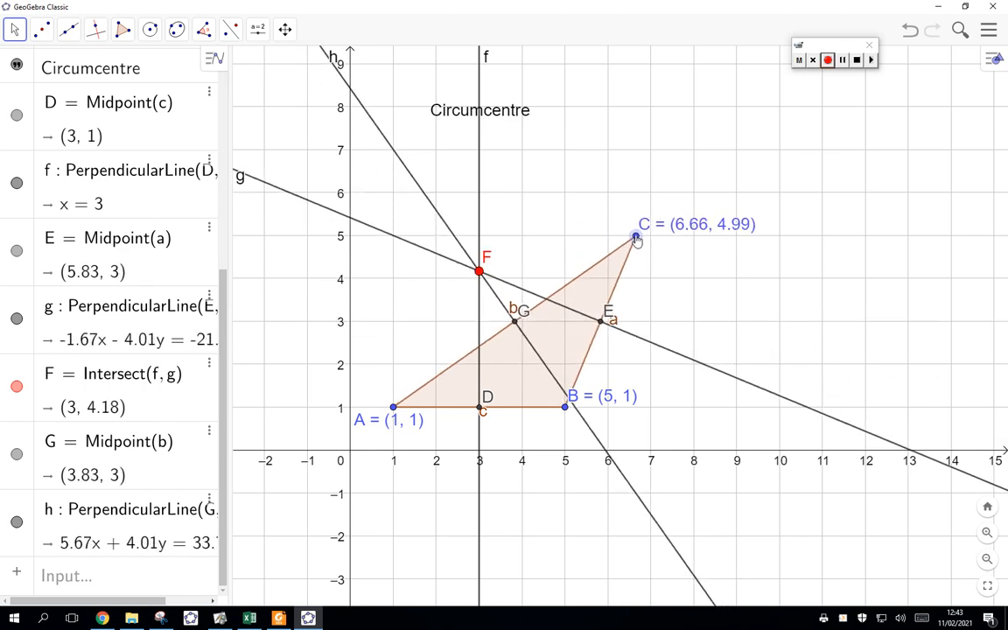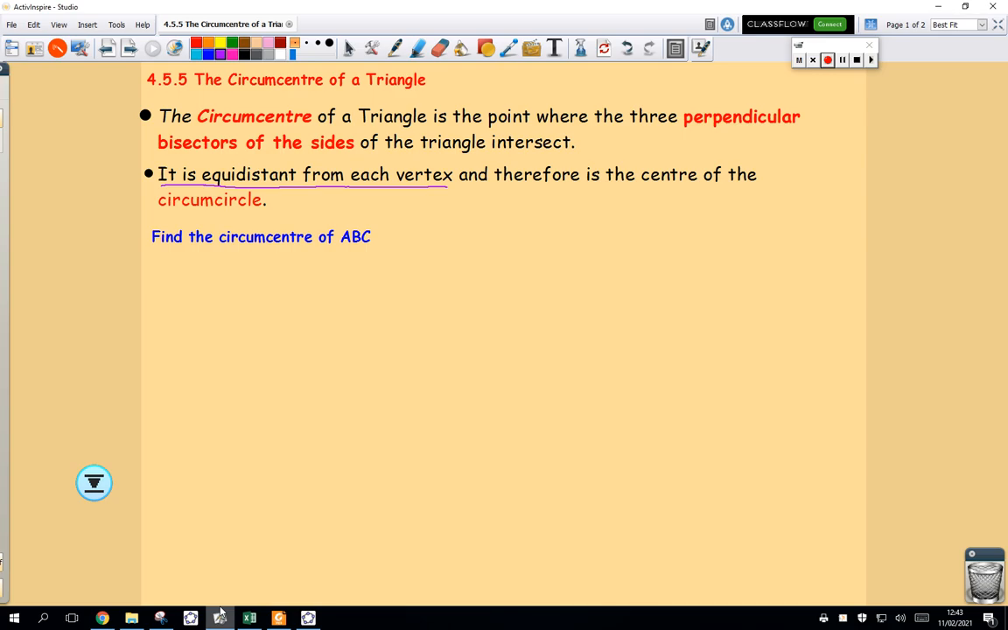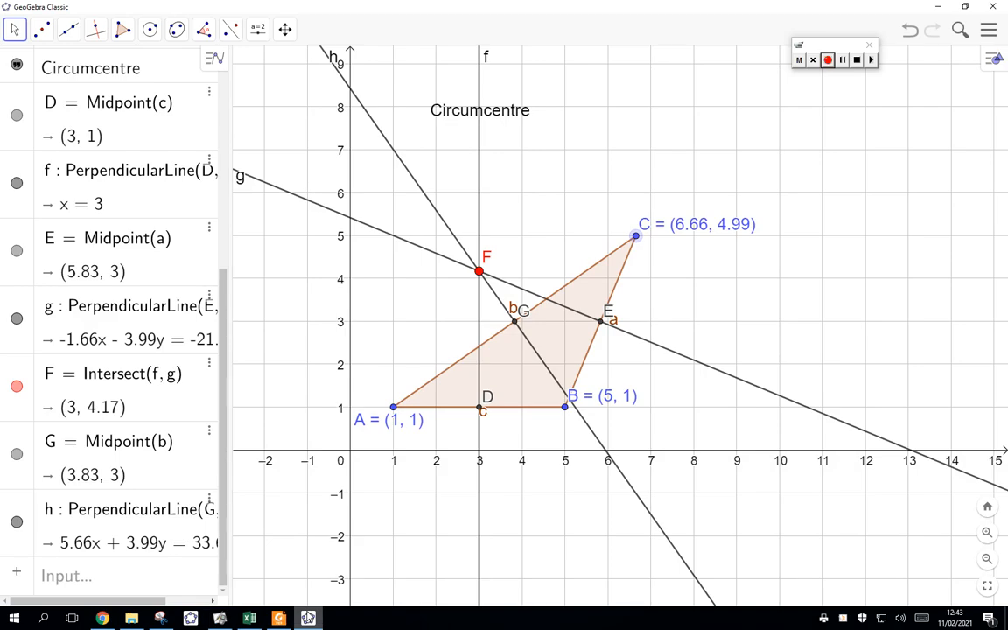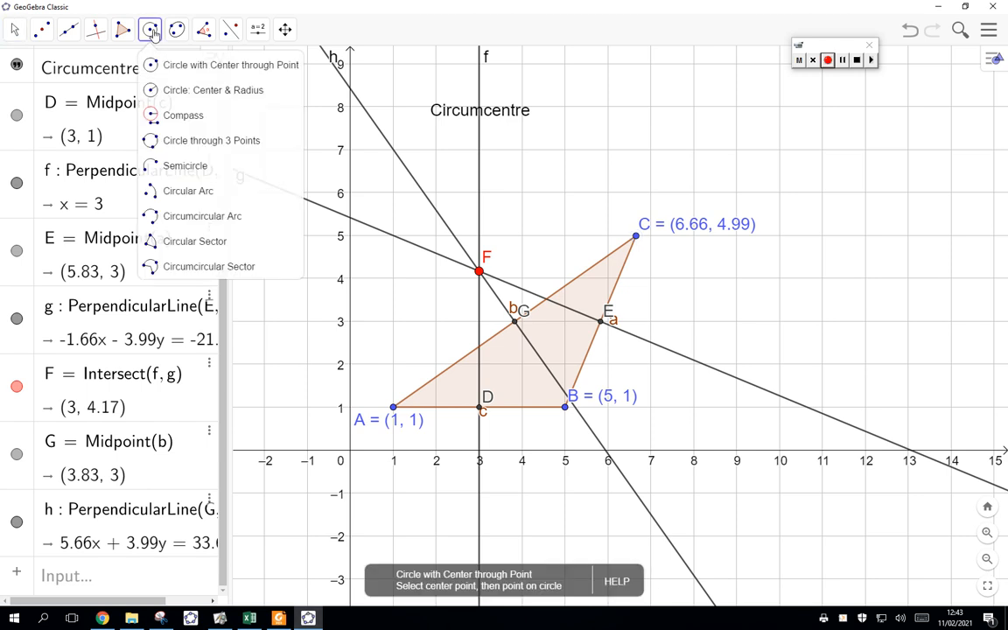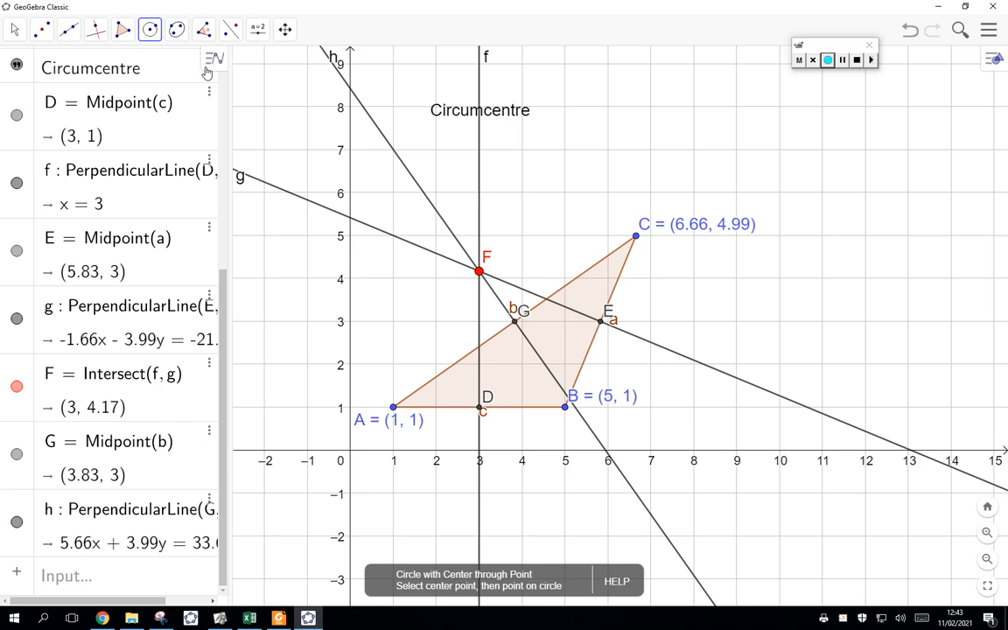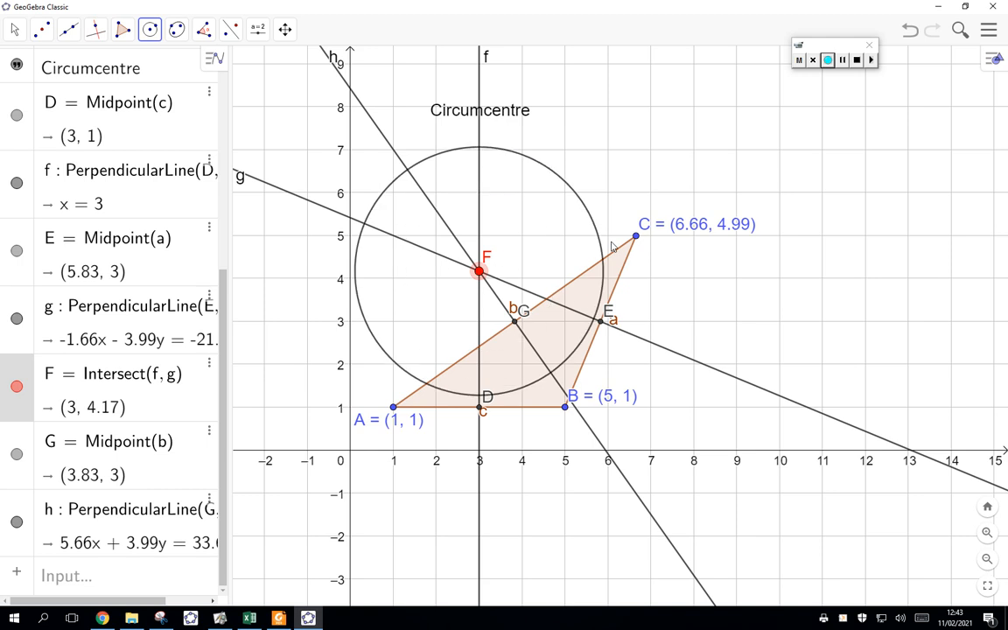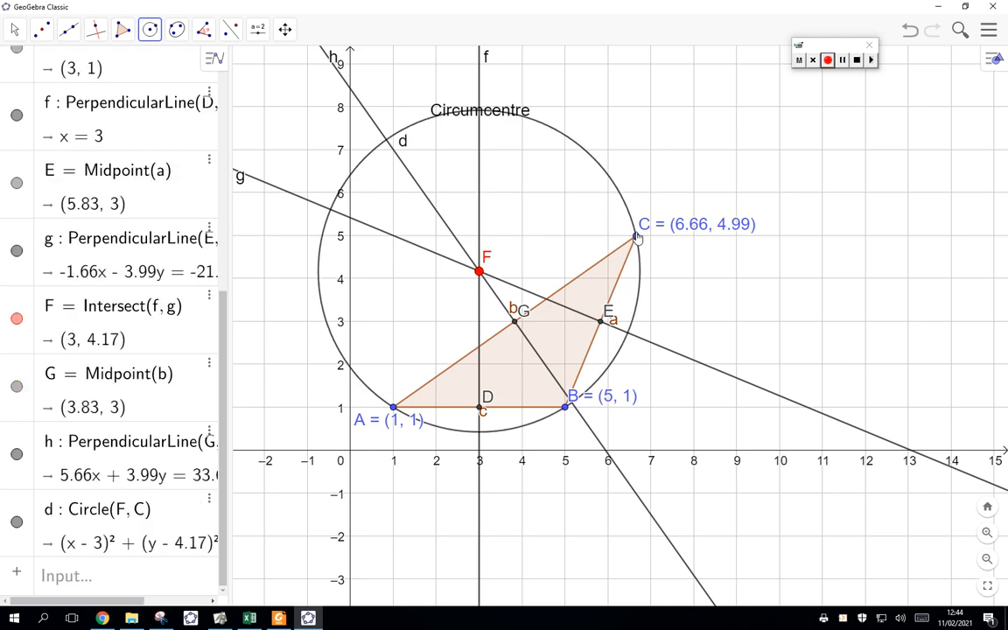The other thing, and the really important characteristic, is that the circumcenter is equidistant from each vertex. You've got to remember that. And therefore it is the center of something called the circumcircle. The circumcircle is just a circle that passes through all three vertices of the triangle. I can draw the circumcircle by going to my circle menu. I'm going to choose F, my circumcenter, to be the center. And if I draw a circle through any of these vertices, it'll pass through the other two.